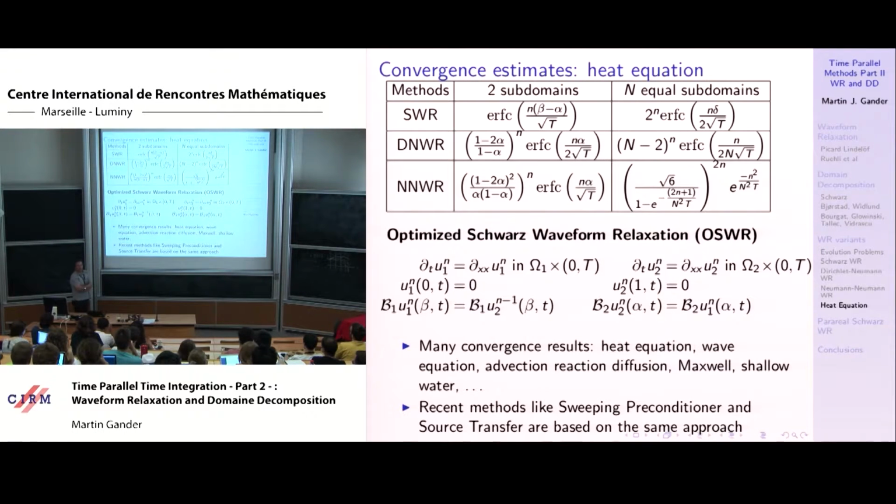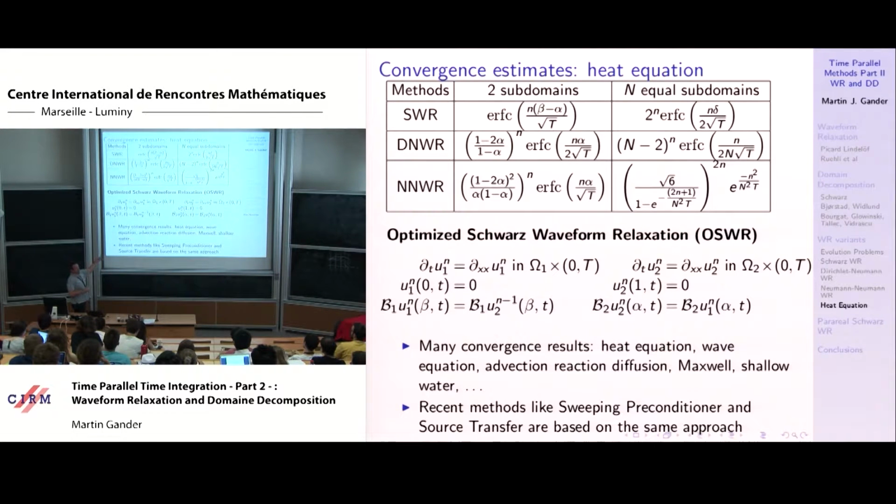These are the classical variants. This morning you've seen one can do optimized Schwartz waveform methods. So you can add an operator here. Like Frederick explained, you can use a Robin condition, you can use a second order condition, you can use time derivatives. We've studied these methods over the last 15 years. There are many, many results. Many people have worked on this.